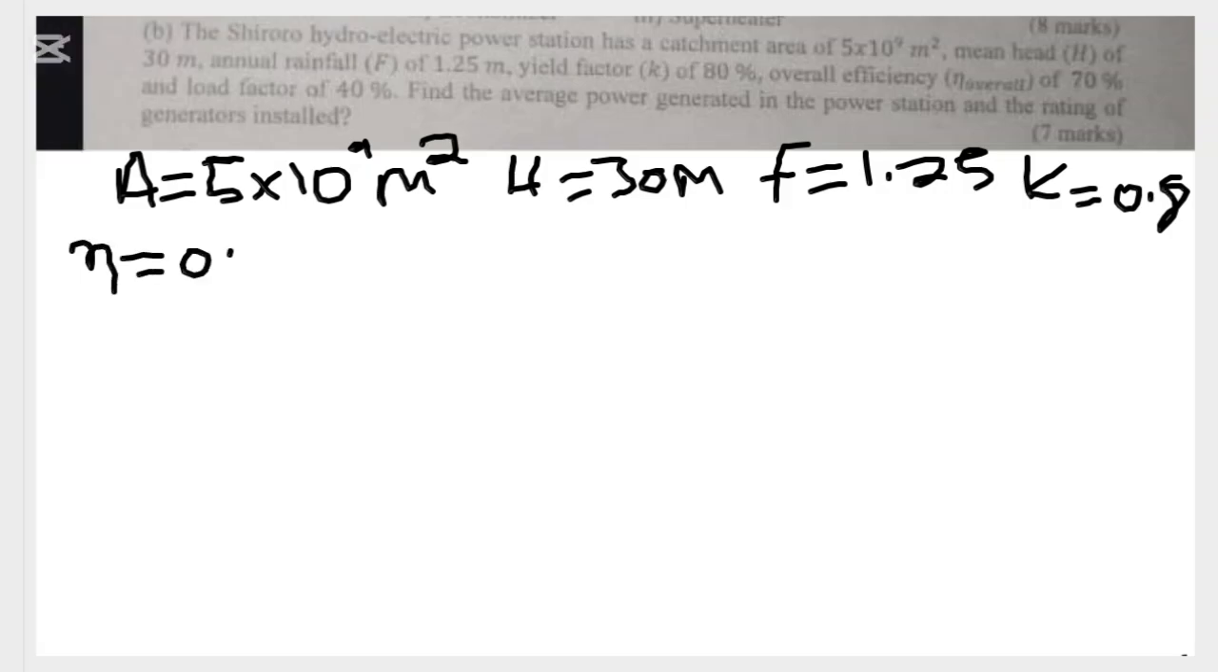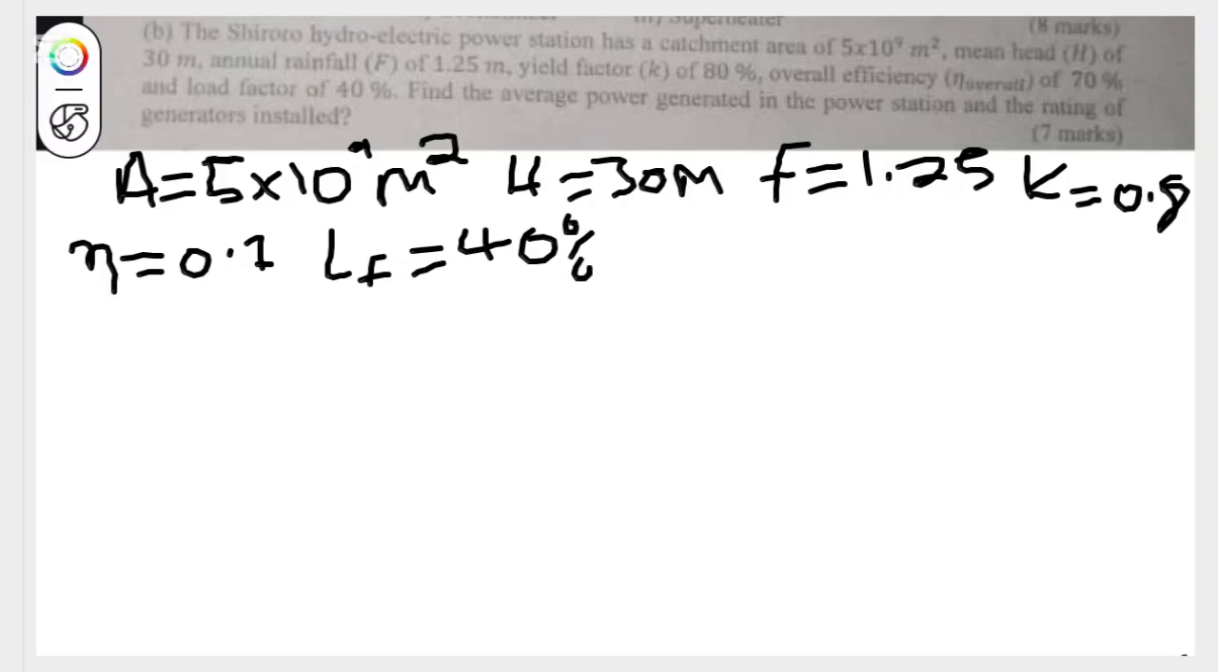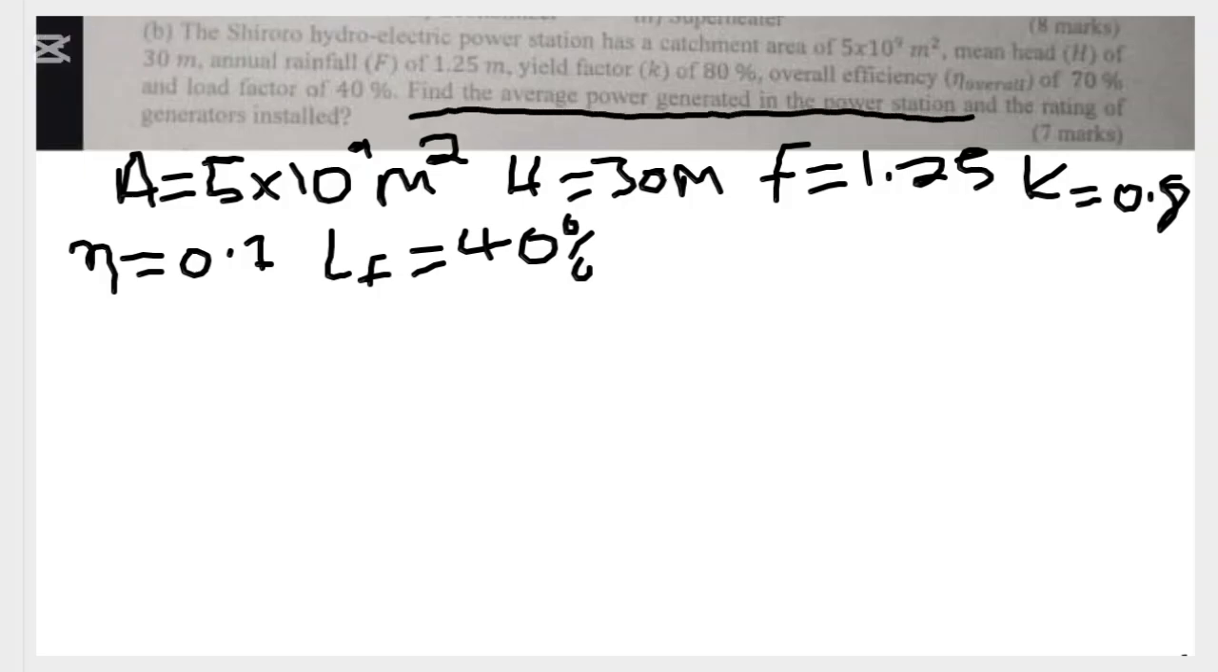The overall efficiency is 0.7. It is 70%, but we have to convert it. And load factor of 40%. Let me just say LF as my load factor, so it is 40%. And find the average power. So we are to find the average power generated in the power station, and also the rating of generators installed.